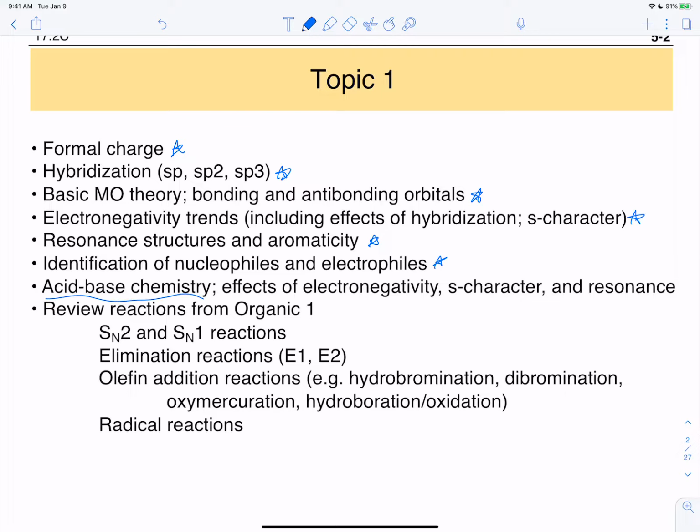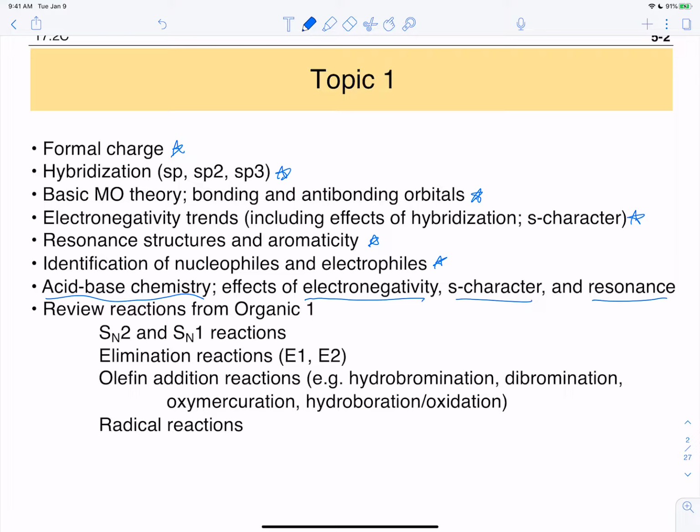So I'm not going to do a whole lot of acid-base chemistry in this final review. I'm going to have a separate video that covers acid-base chemistry with a number of examples that'll highlight each of these concepts and how electronegativity, S character, and resonance impact the acidity or basicity of a molecule.